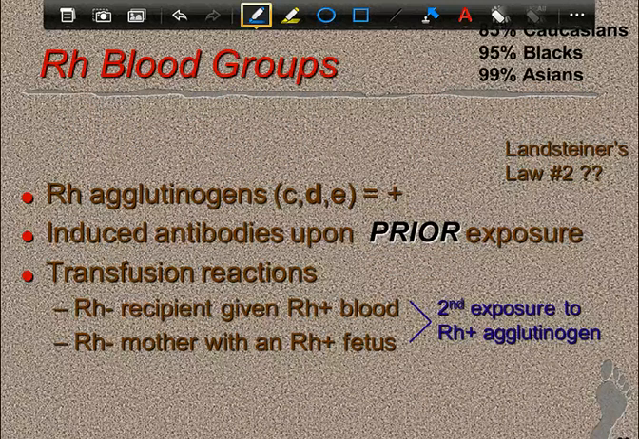Okay, so in passing, notice that there are 3 different Rh agglutinogens, C, D, and E. D is the major one. If you have any of these, you're Rh positive. Okay, now, the big problem here. What can happen? If you give Rh positive blood to an Rh negative recipient, you can do it once if they've never come in contact with Rh positive blood. But if they already got Rh positive blood one time, they have antibodies, and you can't give it a second time. Antibodies last for a lifetime, by the way.